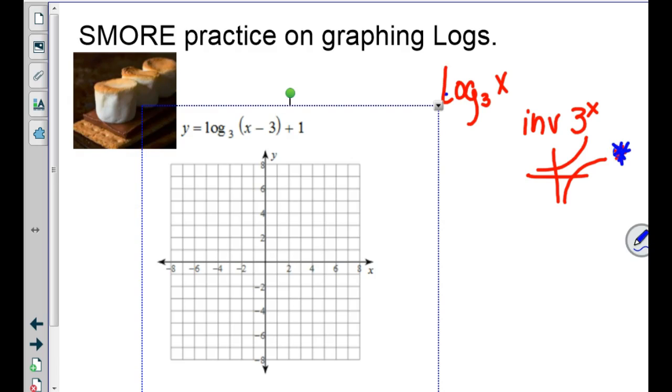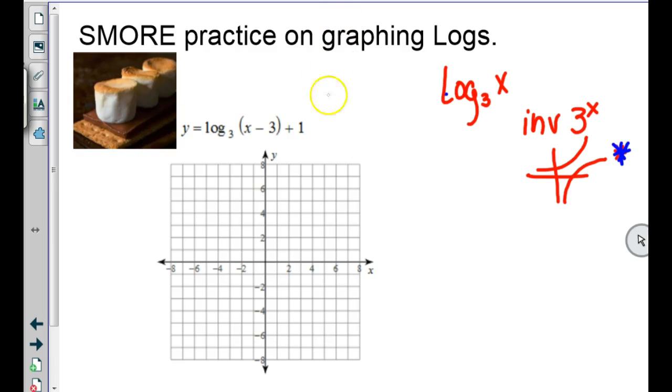Except, what are the transformations that have happened here? So right 3 and up 1. Okay, so the asymptote was originally for a log equation, the y-axis. So if we move it right 3, it's going to be at 3, or +3, sorry.